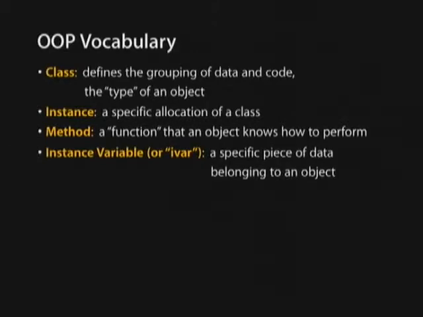A method is a function. So in C++ or C, you know it as a function. In Objective-C, it's called a method. And an instance variable, or an IVAR, we call it, is basically the different pieces of data inside of that class and that are actually stored inside that object, the instance of the object. So can somebody give me an example of an instance variable?